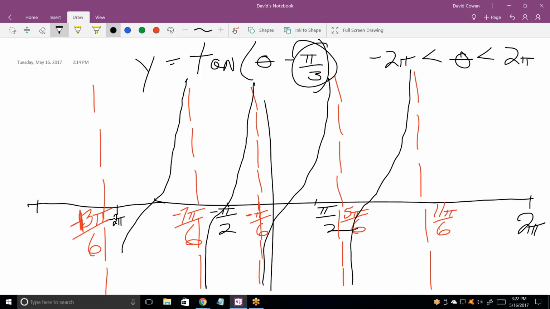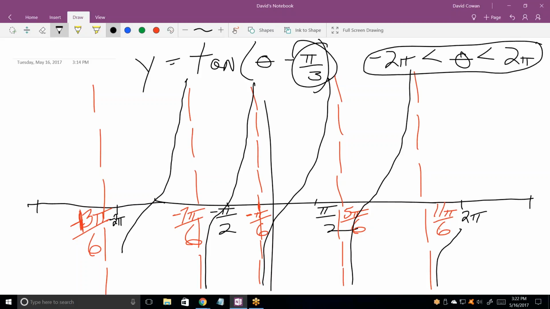And if I want to go to the right of 11 pi over 6, let me erase that 2 pi that obviously is not correct. 2 pi is going to be right about there. And I would go to about there. So that's what the graph looks like given this domain.